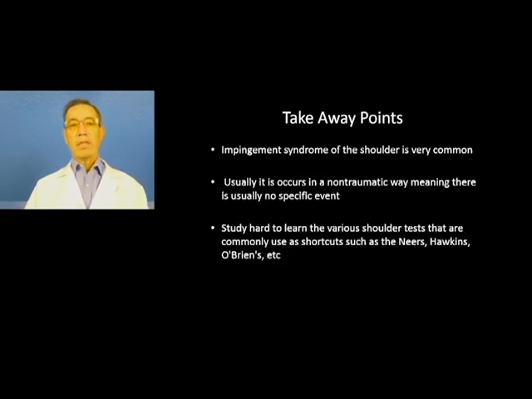And takeaway points is that impingement syndrome of the shoulder is very common. It usually occurs in a non-traumatic way, meaning there is no usual specific event. I like to say a history of impingement is that there is no history. And then study hard to learn the various shoulder tests that are common to use as shortcuts in orthopedics and primary care, such as the Neer's, Hawkins, and O'Brien tests.